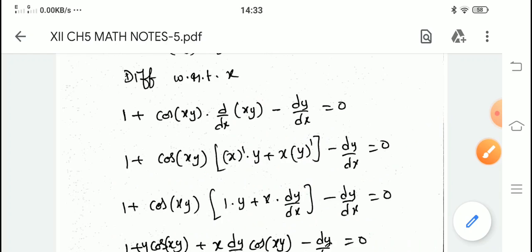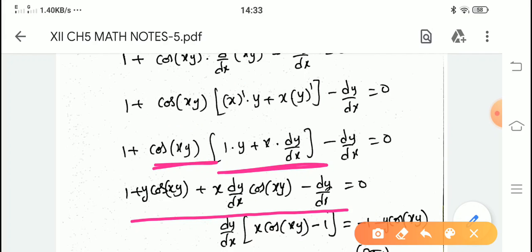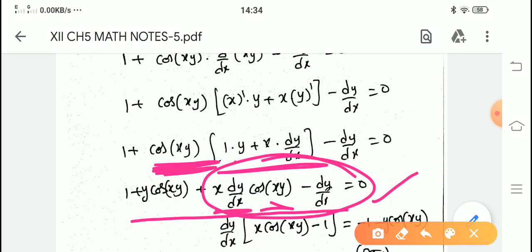But we need to find dy by dx. So for that, what do you do? Just multiply out the cos xy, then write the equation like this: 1 plus y into cos xy plus x dy by dx into cos xy, minus dy by dx equal to 0. But we need dy by dx, so take dy by dx common from these two terms.